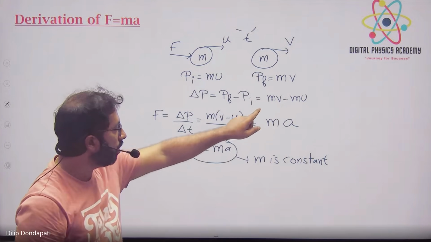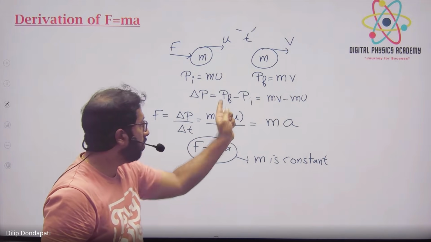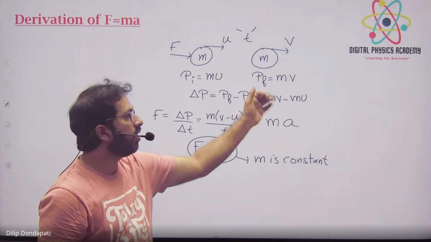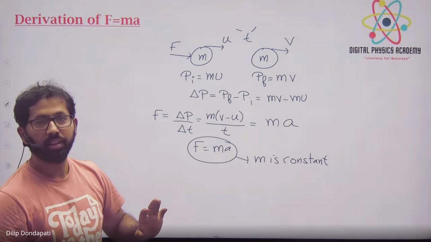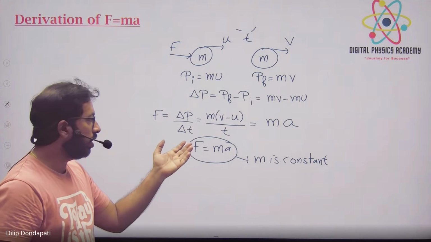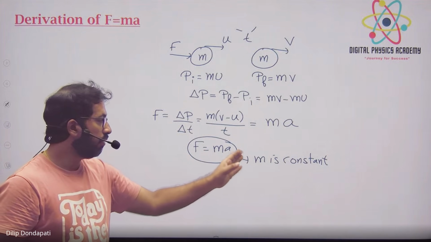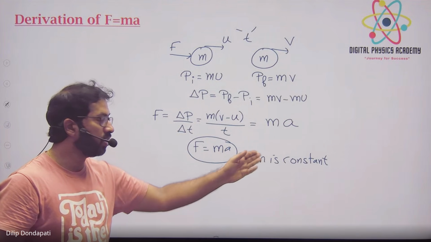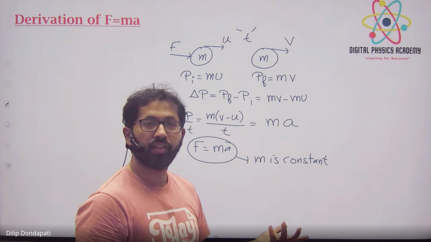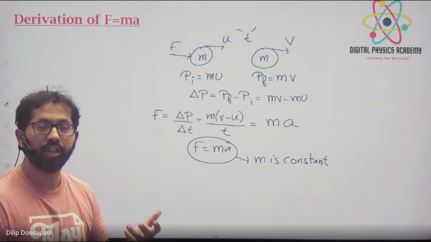That's why only we are able to take m common. When mass is constant, I can take it common, and then only I get acceleration. If mass is not constant, if m1, m2, I cannot take it common, I cannot get acceleration. So whenever in any question the mass remains constant, and you are asked to find the average force, you can use F equal to ma. Generally mass is constant, right? Is there any chance of it varying? Tell me any example where mass is varying.